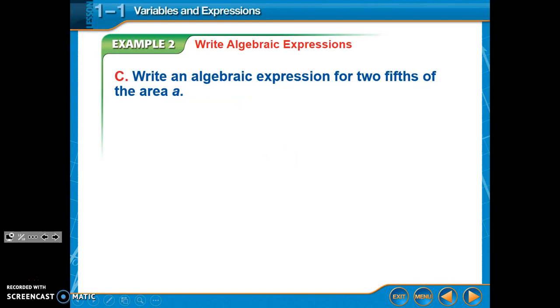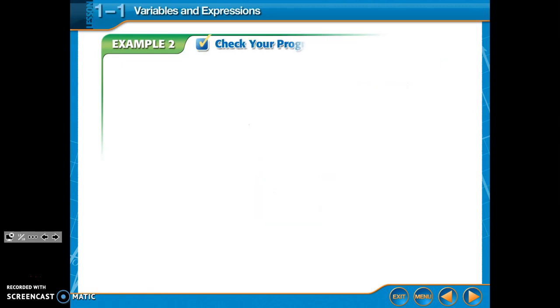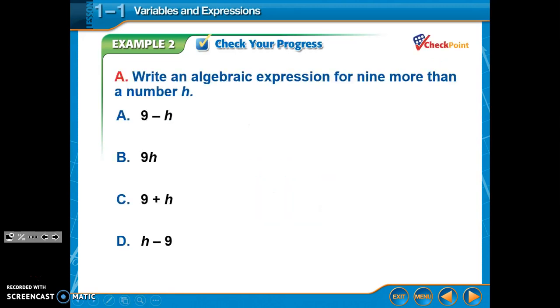C, write an algebraic expression for 2/5 of the area A. Okay, so 2/5, we're going to write that as a fraction, 2/5 of, what is the key for of? Remember, that was the tricky one, that's multiplication. So 2/5 times the area, which is A. So 2/5 of A. When you have a letter and a number, you don't have to put that times sign there. So we would normally just write it 2/5 A, like that. Or you could also write it as 2A over 5. However you want to do it is okay. Okay, you guys give this a go.